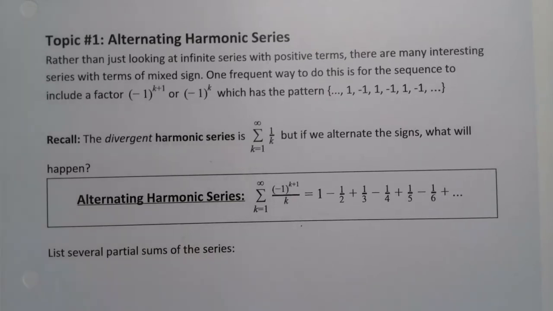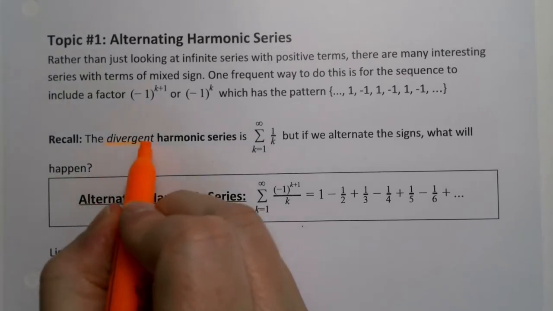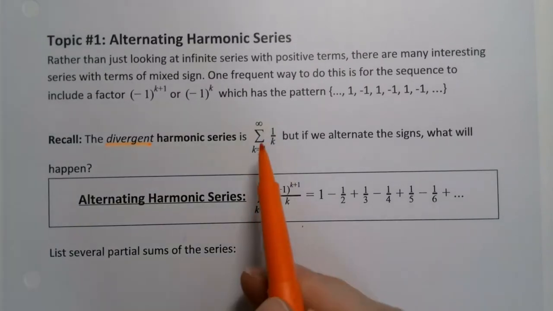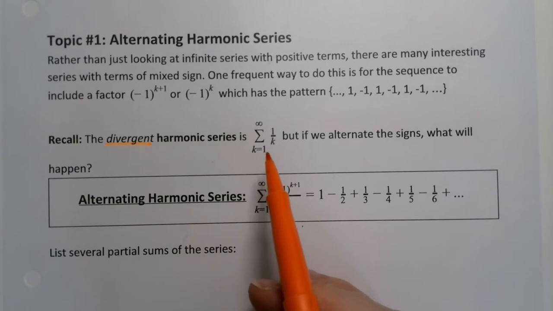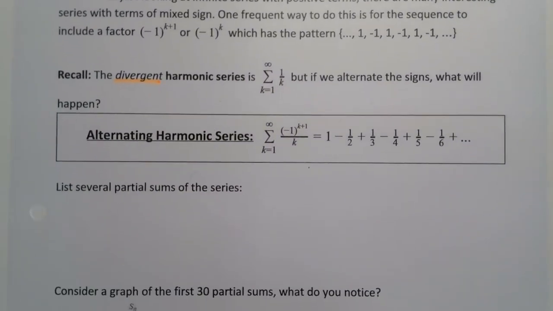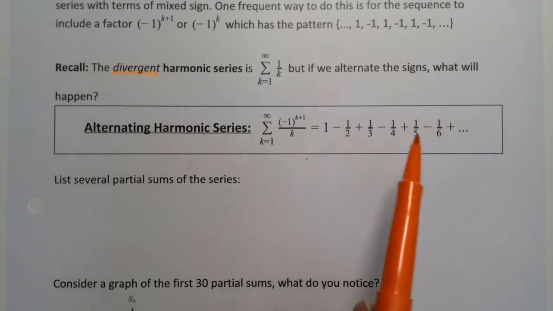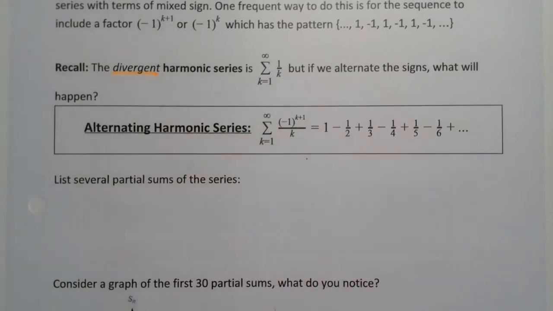Now we know that the harmonic series, we've proved several times over, is a divergent series. Divergent meaning when you add up all the terms, it's heading to infinity. But we want to see what will happen if we alternate the signs. If we make it go positive, then negative, like this. All right, so let's see what happens.